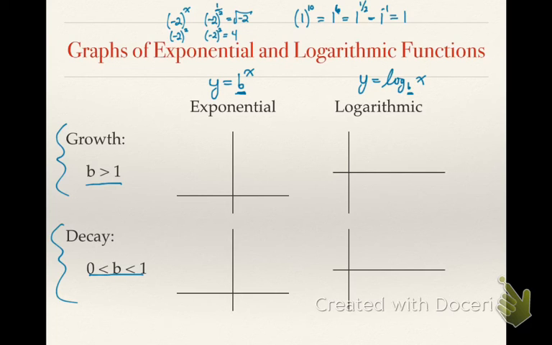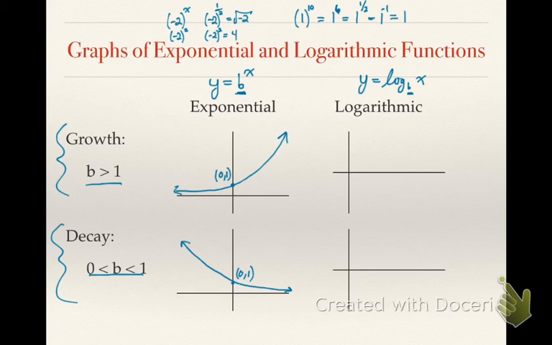Growth looks like this. It always goes to the point (0, 1), because if I put the input of 0, that's going to be raising whatever the base is to the 0 power, which is equivalent to 1. So the point you're going through is always (0, 1) on both of these, regardless of whatever the base is. Decay looks like this. It also goes through (0, 1).